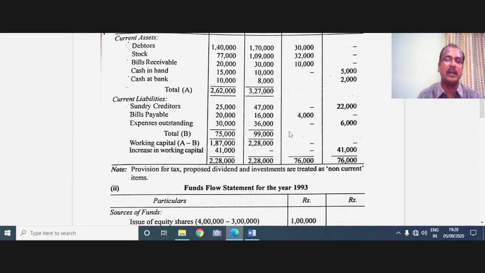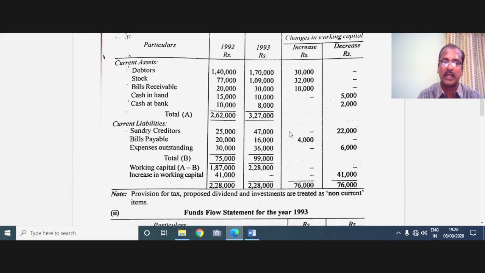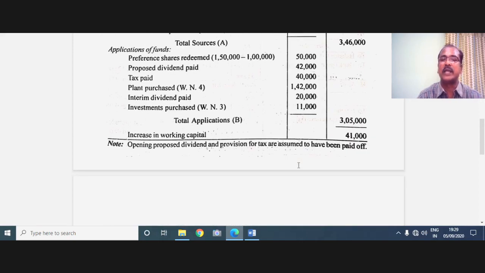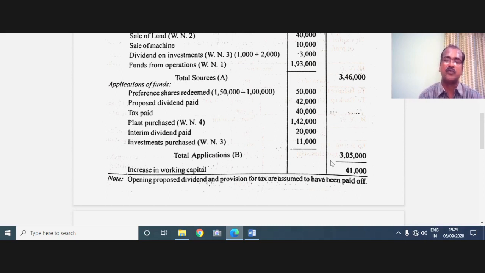In addition to that, we found what? An increase in working capital. By preparing the statement of changes in working capital, we find an increase in working capital. As I told you, an increase in working capital is also an application of funds. So if you prepare the funds flow statement in T format, you can write this increase in working capital, 41,000, in the application of funds. If you do so, you find either side of the funds flow statement will tally with the total of 3,46,000. So sources amounted to 3,46,000, application amounted to 3,46,000. With that, you can complete the preparation of the funds flow statement.